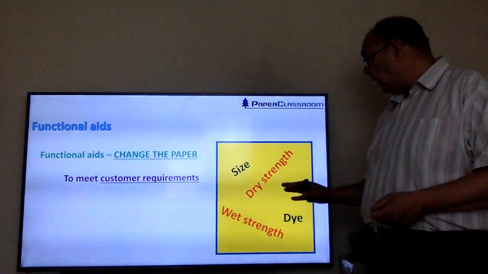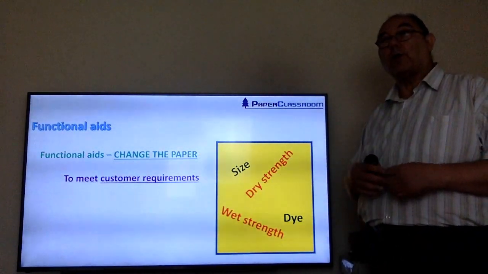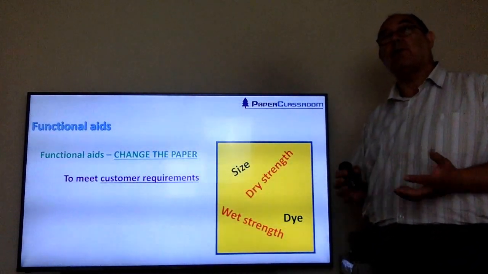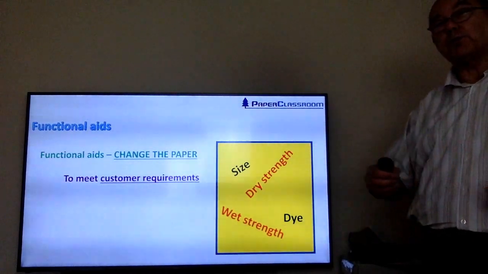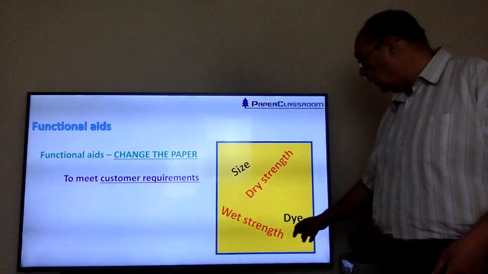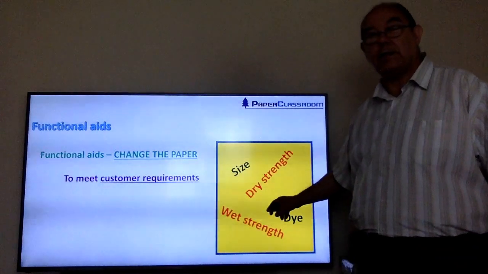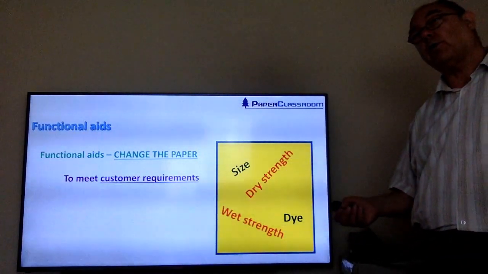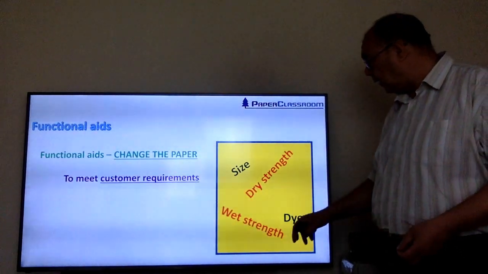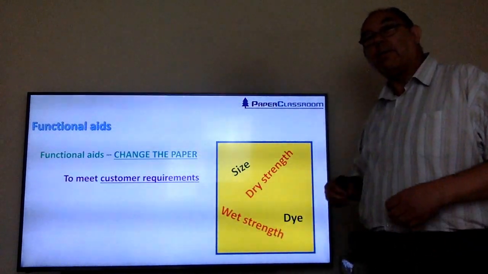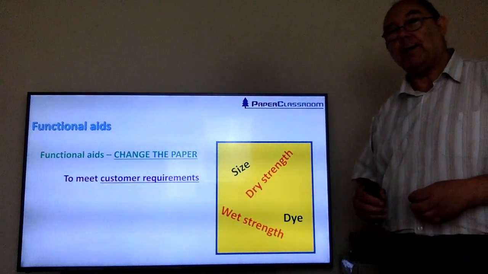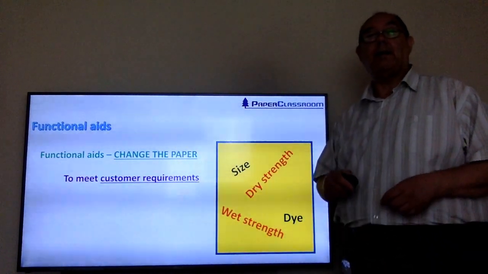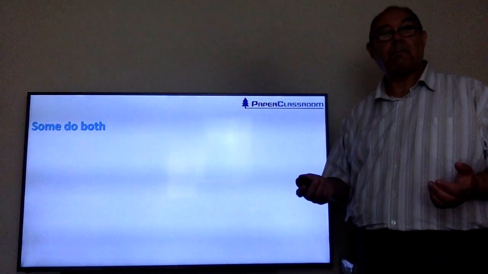so that is a functional aid. If a customer wants a water repellent piece of paper, you'll put a sizing agent in to give it water repellency. If he wants dry strength for a printing run, you'll put something in like a cationic starch to give you dry strength. If he wants wet strength for something like kitchen roll or hand towel, then you would put a wet strength agent in. Those are all modifying the nature of the paper to meet a customer requirement, and therefore they are functional aids.